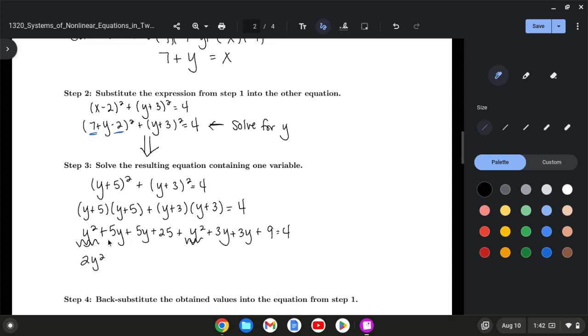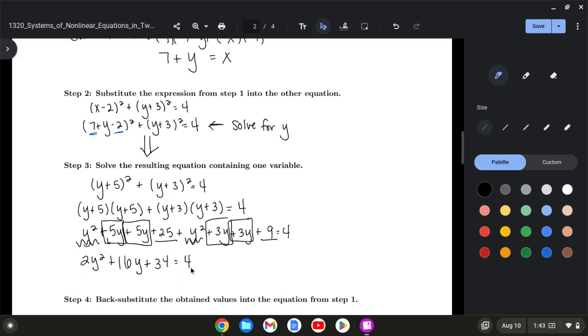And then our y terms: we have a positive 5y, positive 5y, positive 3y, another positive 3y. So adding those together, we get 10y, 13y, 16y. And then our constants: we have 25 plus 9, which is going to be 34, and then equals 4. So now we're trying to solve for y, and I see that I have a trinomial that is equal to a constant. So I'm going to have to factor.